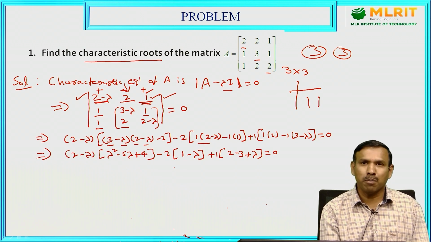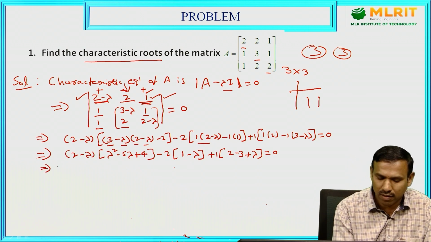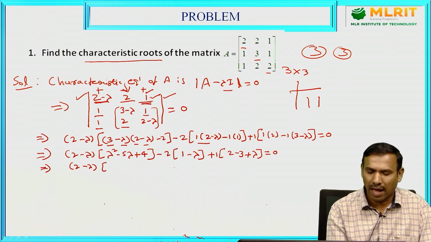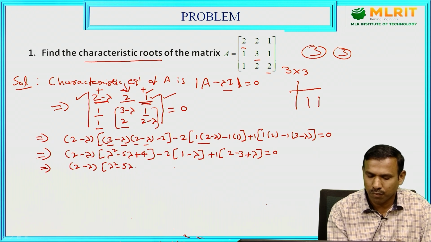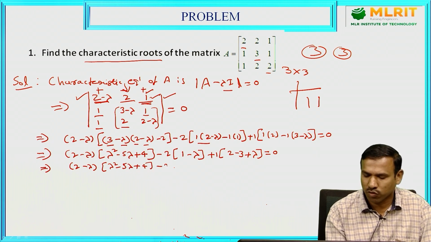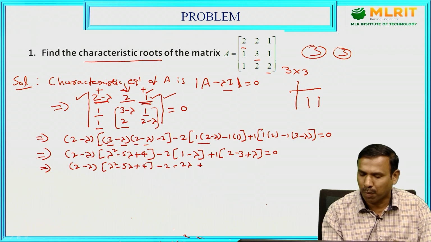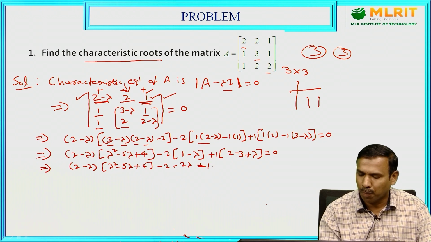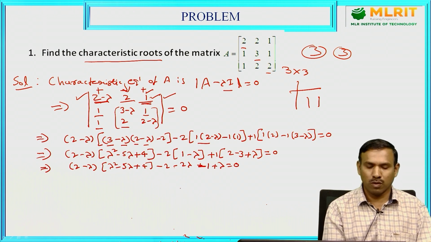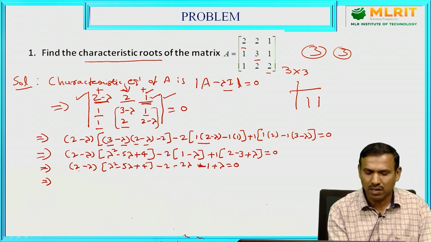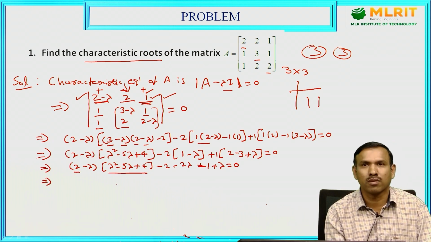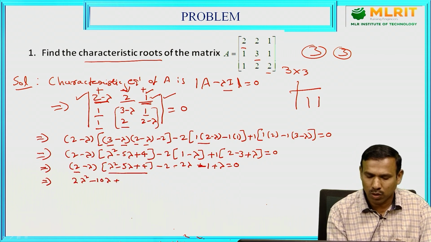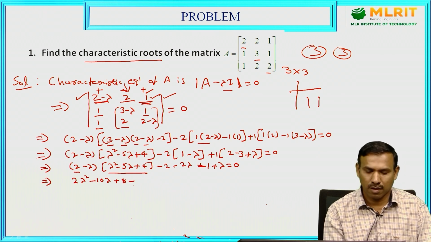Term by term, if you simplify, you will not make a mistake. That is 2 minus lambda into lambda square minus 5 lambda as it is, or we can multiply and write minus 2 lambda, plus 2 minus 3, minus 1, minus 1 into 1 minus 1 plus lambda is equal to 0. Right. Now multiply and write 2 term, multiply these 3 terms.